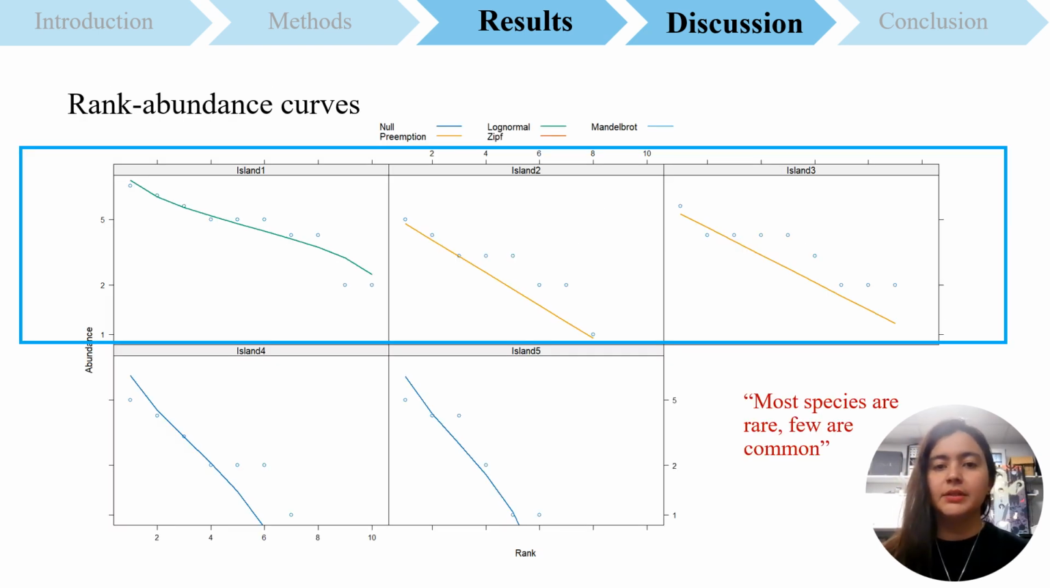Following up with the exploratory analysis, I performed rank abundance curves that are reflecting abundance patterns in which most species are rare and few are common. The curves are suggesting that islands 1, 2, and 3 have a high diversity since the dominance is not prominent, as it is for islands 4 and 5.